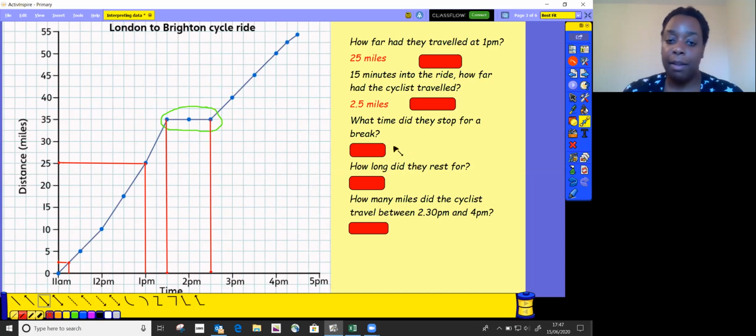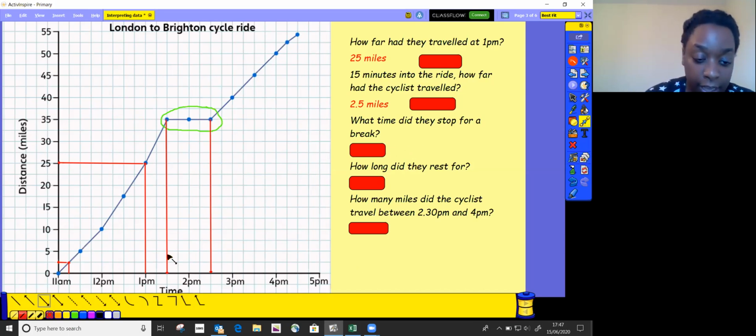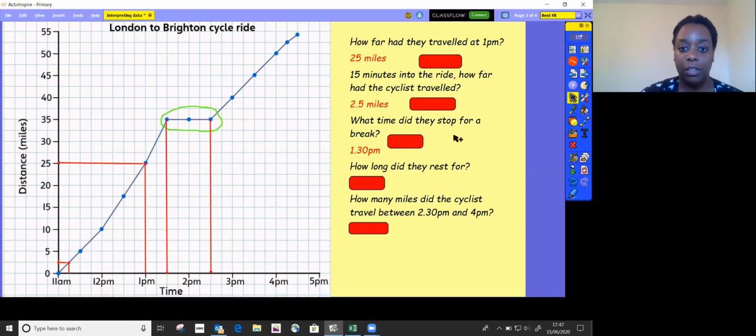So what time did they break? They stopped cycling at 1:30. And how long was it for? It was between 1:30 and 2:30, so it was for an hour. So you can see the answers for those questions right there.